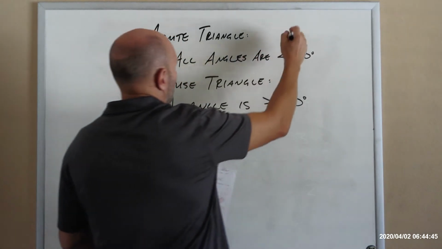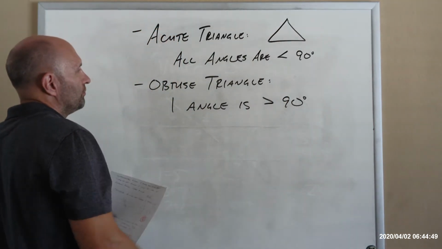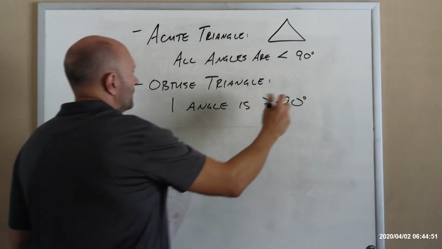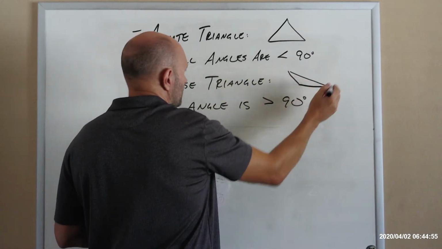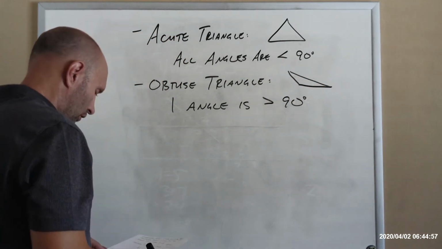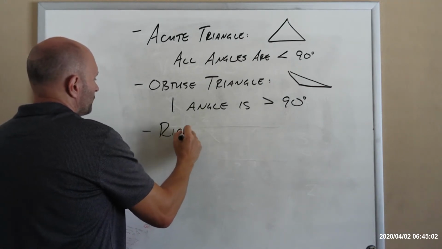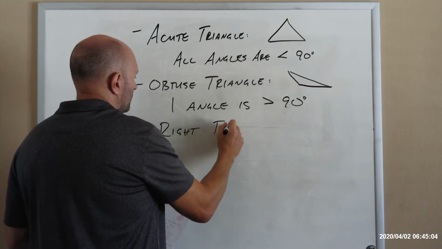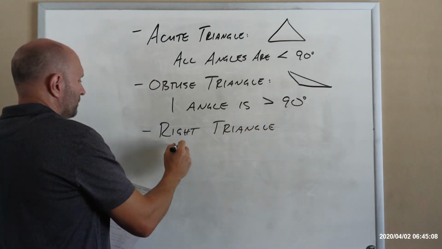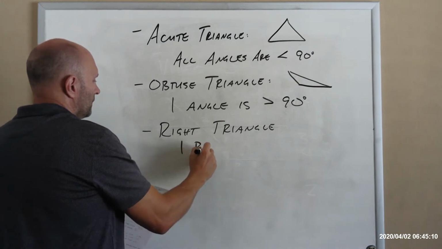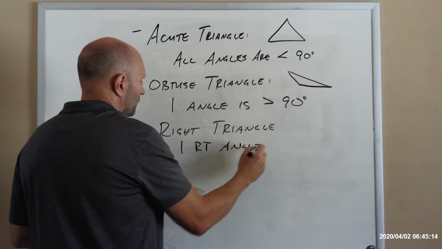So if I look at examples, an acute triangle might be something like this. There's nothing bigger than 90 degrees. Obtuse triangle, I have to have one angle bigger than 90, the other two are smaller. And then the third type is what's called a right triangle. As the name implies, there's one right angle, one 90-degree angle.